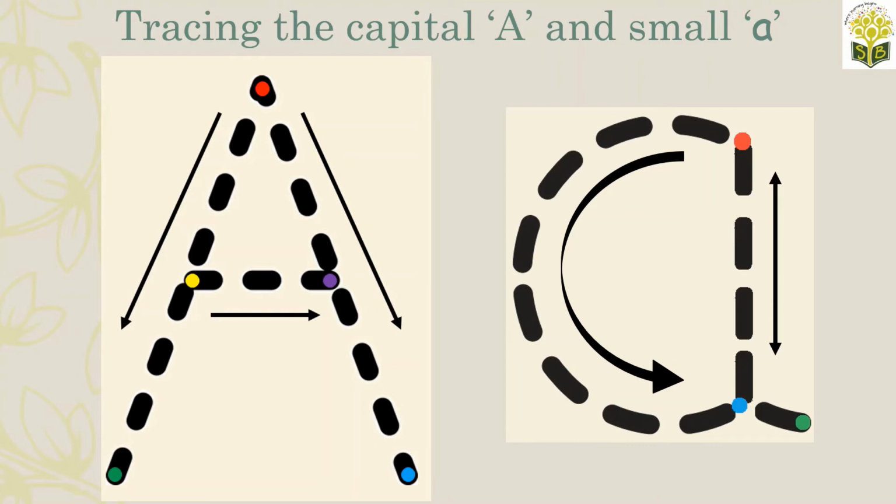Now, let's try the small a. Start at the red dot, curve it all the way around to blue dot, go back to red dot and come down and end at green dot. Yay, you did it! You learned how to write capital A and small a.